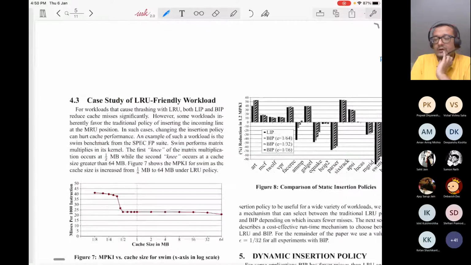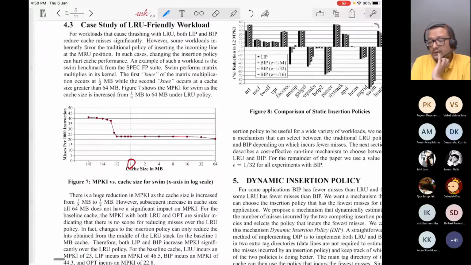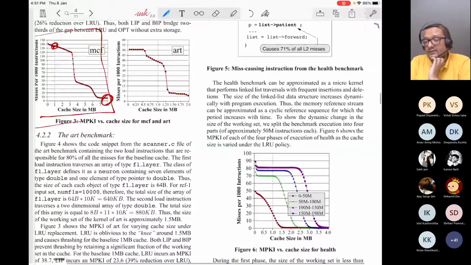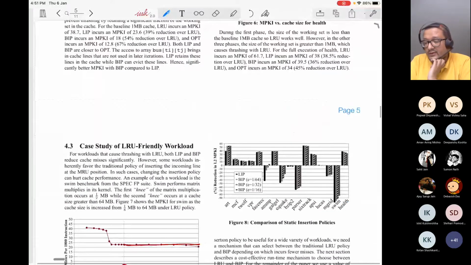LRU friendly workload: the cache size is 1 MB and the miss rate is constant after 1 MB, which means there is no need for a better adaptive insertion policy for this workload, because it's LRU friendly. The cache size is good enough for the application. So for this particular benchmark, if you go for the traditional LRU policy, it will do good. But for this other benchmark, if you go for the traditional LRU policy, it will actually make it worse. So definitely you would like to see what happens with their policy, the dynamic insertion policy.